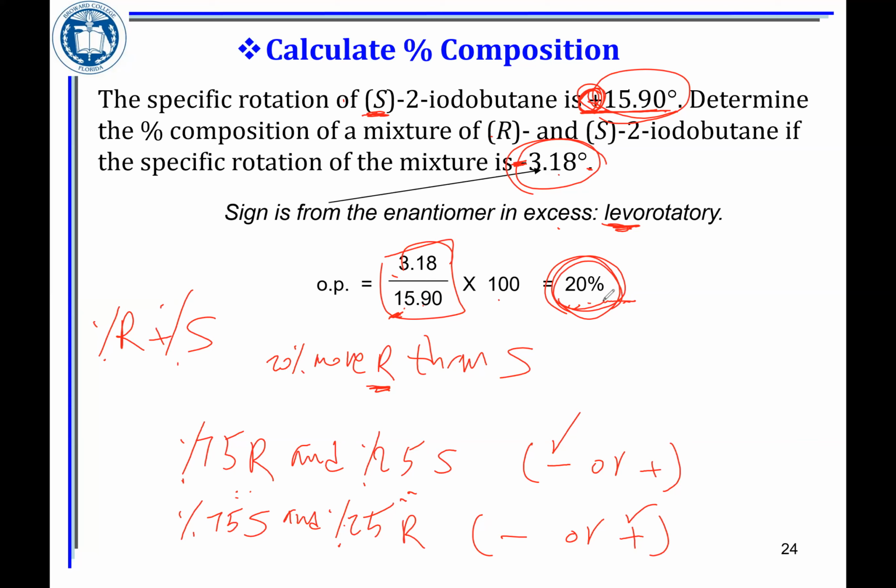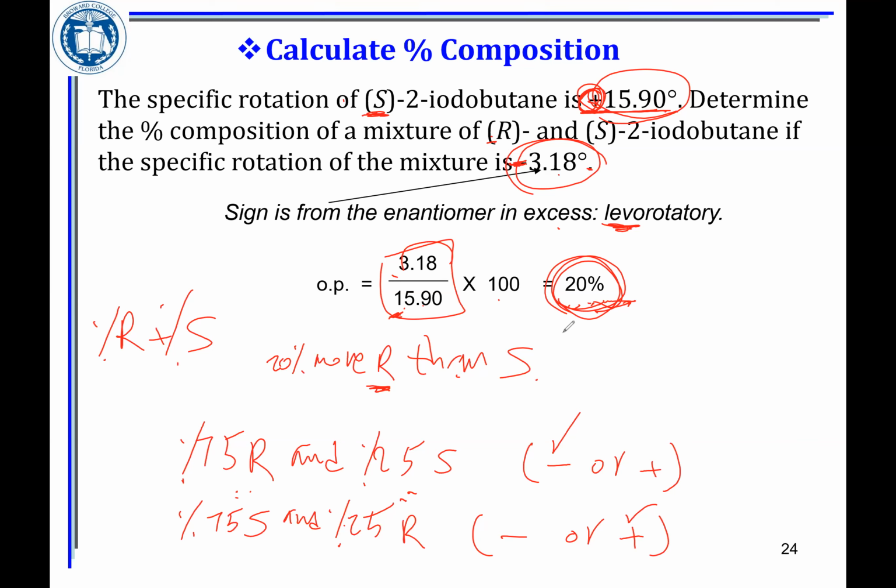And if we look at this number, what does that number mean? 20% means that we have 20% more R than S. Well, it depends on what the specific rotation is, right? Whether it's positive or negative. Yes, because the specific rotation was negative and we know that R was negative, so the excess is going to be R. Negative 20%. Yeah. So it's going to be 20% more R than S.